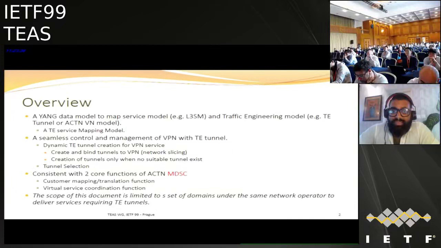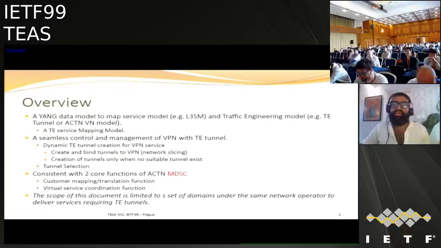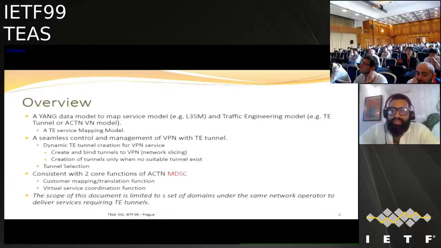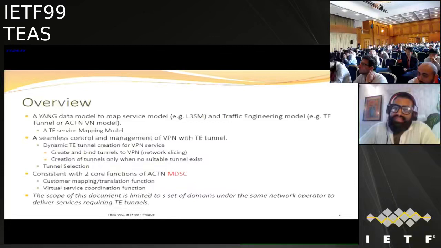So this kind of requirement can be easily set via this mapping model, and the VN and the L3SM model, which are two separate YANG models and can exist separately. This is the YANG model that brings them together and says this L3SM service uses this set of VNs and these set of TE tunnels. This is consistent with the MDSC framework as well, and you would see that the new framework update has an appendix which talks about how L3 VPN can be set up and what is the relationship with the ACTN VN.